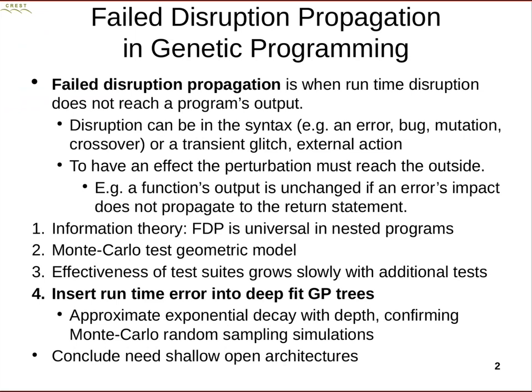But what I'm going to talk about today is essentially the last part of the paper, where we take some highly evolved GP trees and artificially insert errors within them, and then trace the impact of those errors and essentially verify the results that we get from the Monte Carlo simulations.